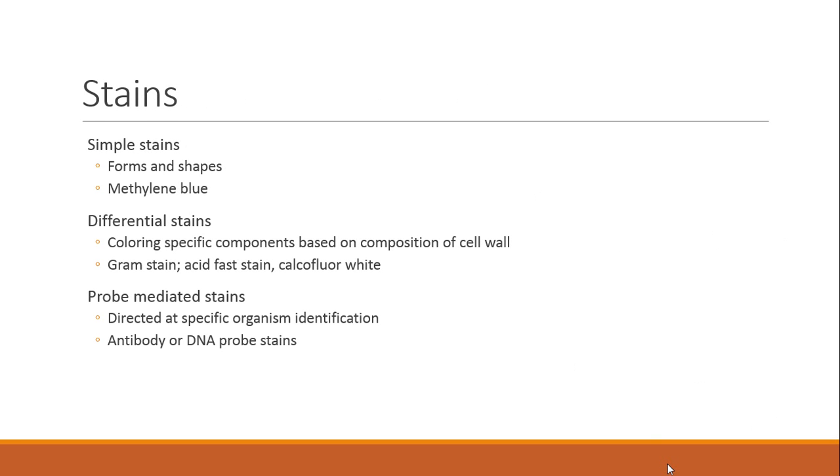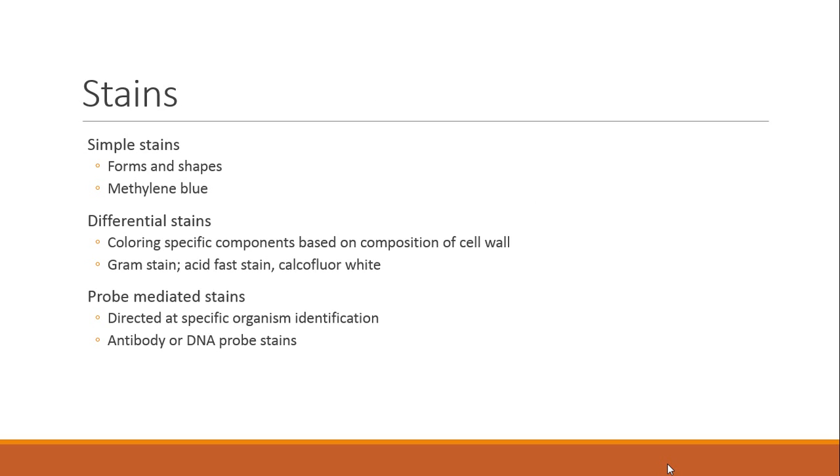So we talked about several different types of stains. We did the simple stain, which just allows us to see basic shape and forms. We can't differentiate between organisms. Everything was blue. Everything is stained the same color. Differential stains allow us to differentiate between organisms.